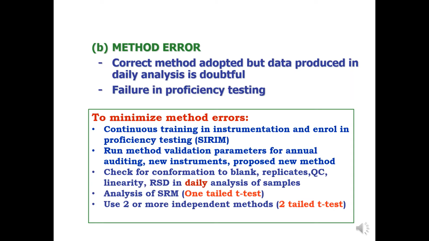So this is what we call testing with two or more independent laboratories or different instruments, in which we are trying to confirm that the method, the samples, or the data produced in our laboratory is correct.